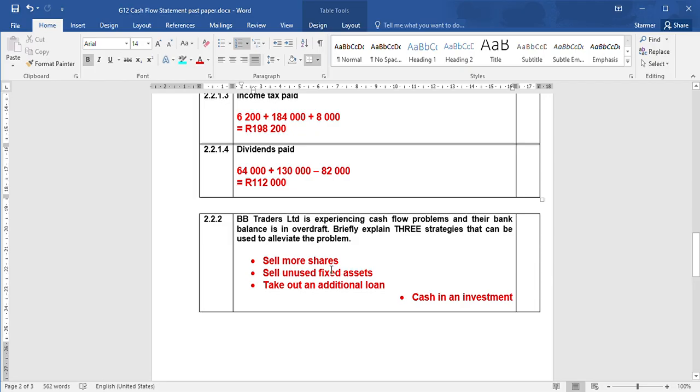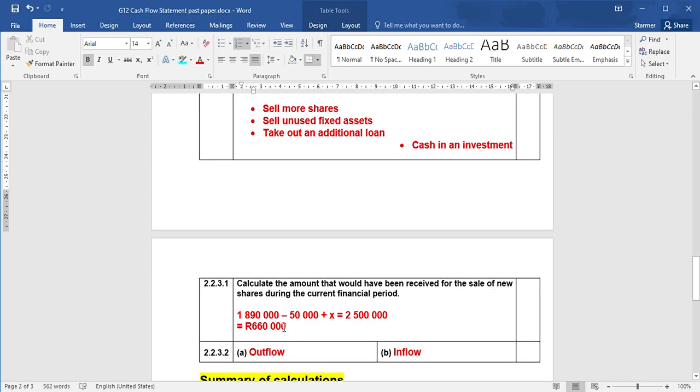You may have unused fixed assets which you could sell. Take out an additional loan, that's a long-term loan. The money will come into the business straight away and you can pay it off over several months. Or you can even cash in a fixed deposit. If you've got an investment, you can cash that in.